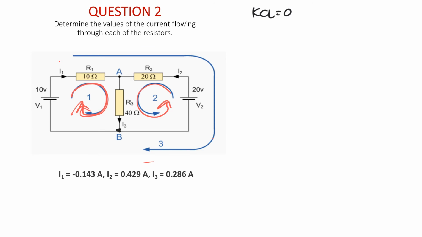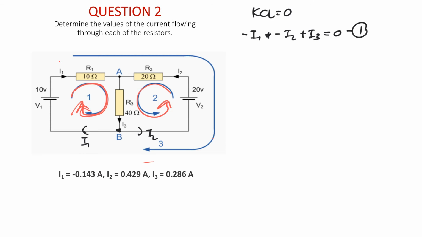My I1 is going to be in this direction, my I3 there, then my I2 here. So I'm going to get negative I1 because it is leaving the node, minus I2 leaving the node, and plus I3 because it is going into the node. So this is going to be the first equation.